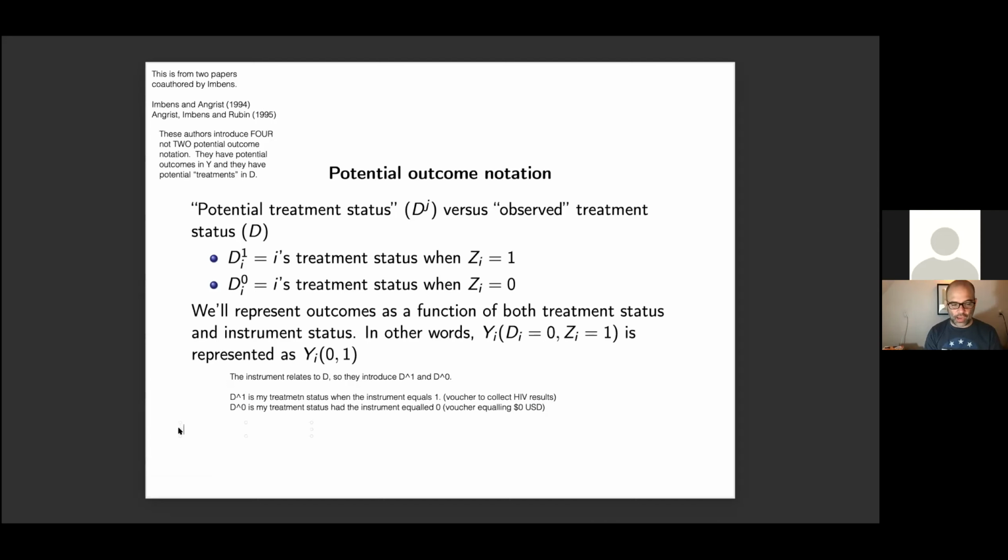Okay, so what we're going to do, by introducing this new notation, is analyze what IV is identifying. All right, what exactly is the interpretation of IV with heterogeneous treatment effects?